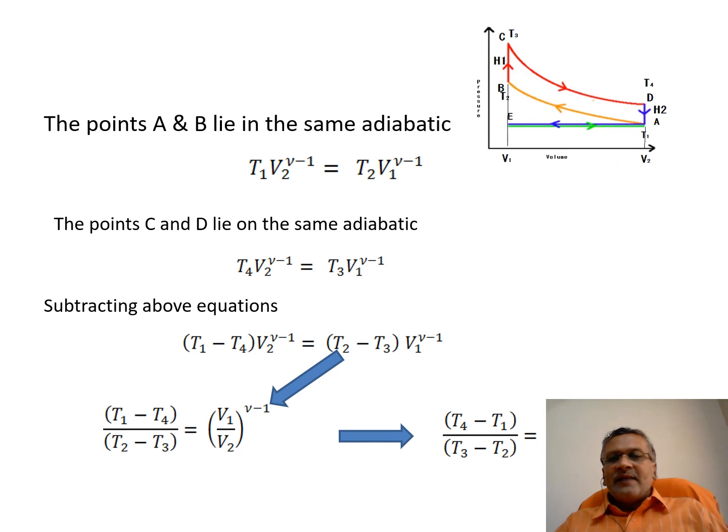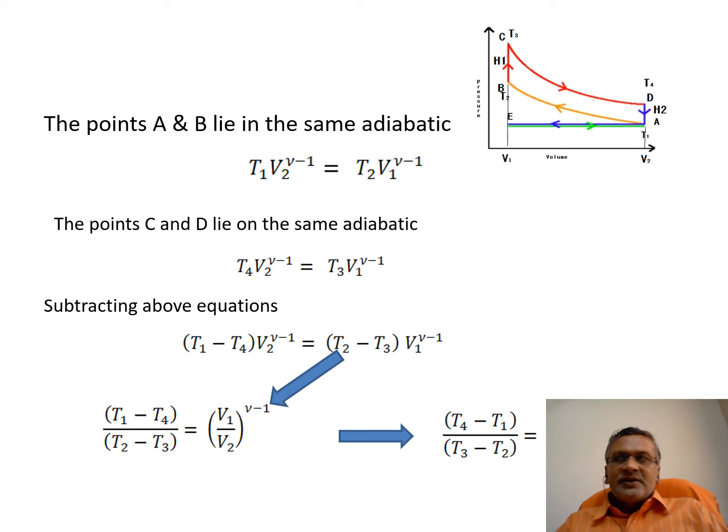Here the points A and B are in adiabatic states. Therefore, if we write the adiabatic equation, T1 V2 raised to gamma minus 1 is equal to T2 V1 raised to gamma minus 1. The points C and D lie on the same adiabatic. Therefore, T4 V2 raised to gamma minus 1 is equal to T3 into V1 raised to gamma minus 1. Subtracting the above equations, (T1 minus T4) into V2 raised to gamma minus 1 is equal to (T2 minus T3) into V1 raised to gamma minus 1.